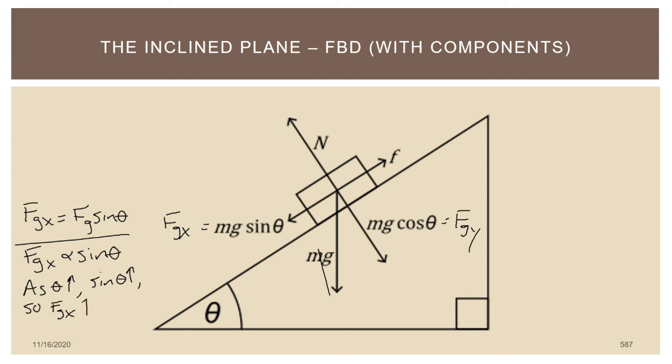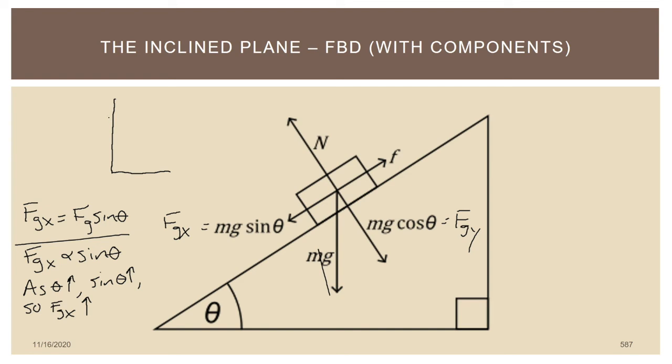And essentially what that means is as the angle increases, more and more of the weight of the object is shifted down the ramp. And I think that makes a ton of sense, particularly when you ask yourself the question, where does the sine of the angle become the biggest? The sine of the angle becomes the biggest when the angle is 90 degrees.